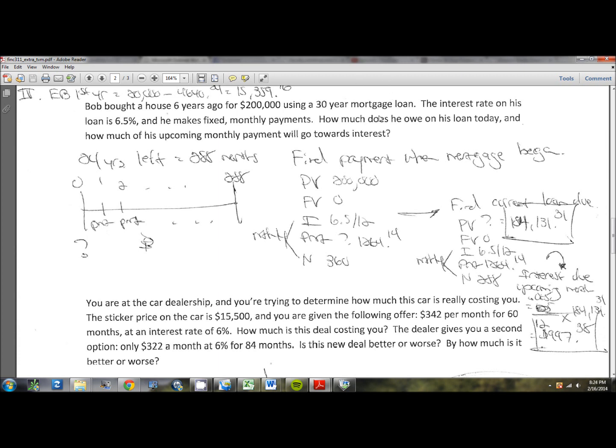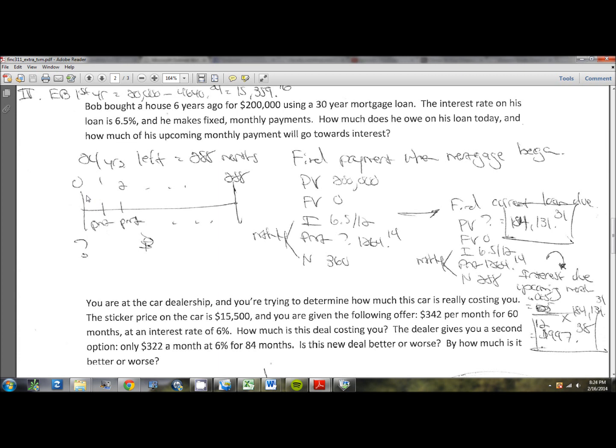So you're basically asked to find how much he owes on his loan right now and how much of his upcoming monthly payment will go towards interest. The first thing I want to point out is that this is not an amortization schedule problem, although it looks like there's a mortgage with a payment. I'm not asking you to construct a schedule because, frankly, 30 years with monthly payments would be 360 rows on your table. That would take a pretty long time, so that's not the purpose of this problem. It's kind of to go in a different direction.